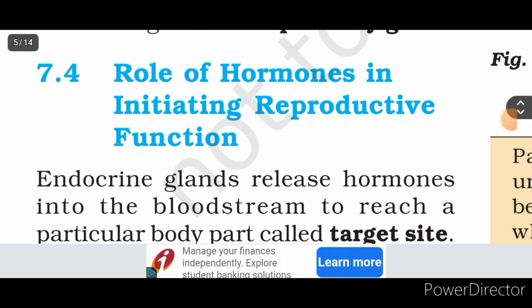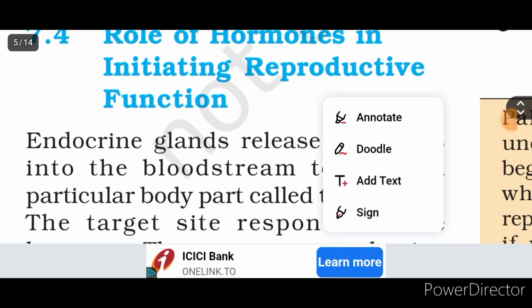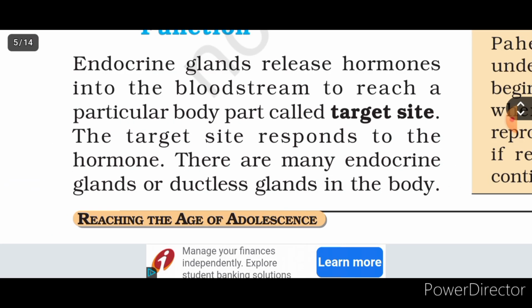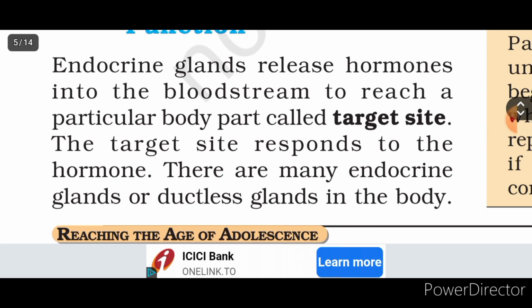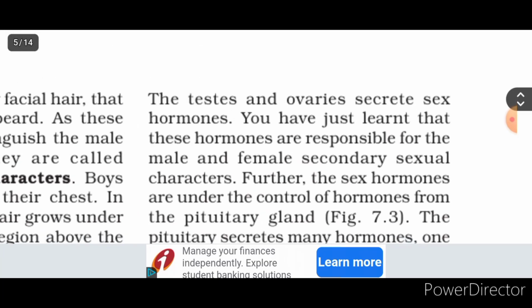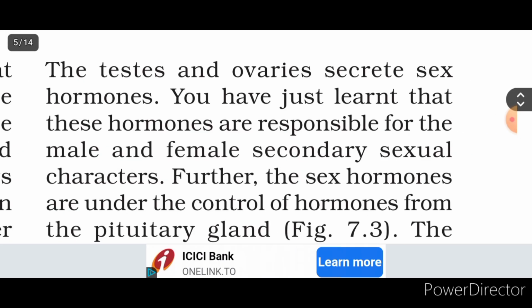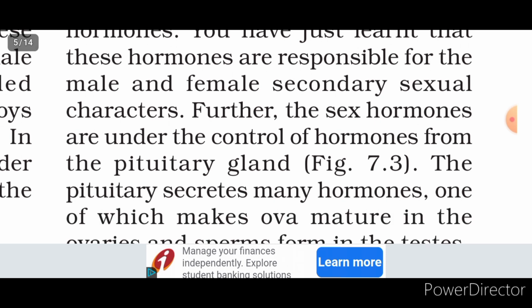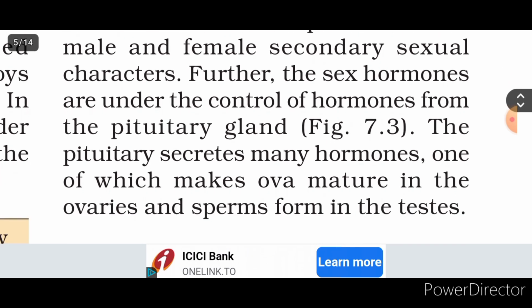Role of hormones in initiating reproductive function. Endocrine glands release hormones into the bloodstream to reach a particular body part called the target site. The target site responds to the hormone. There are many endocrine glands, or ductless glands, in the body. The testes and ovaries secrete sex hormones. You have just learned that these hormones are responsible for the male and female secondary sexual characters.